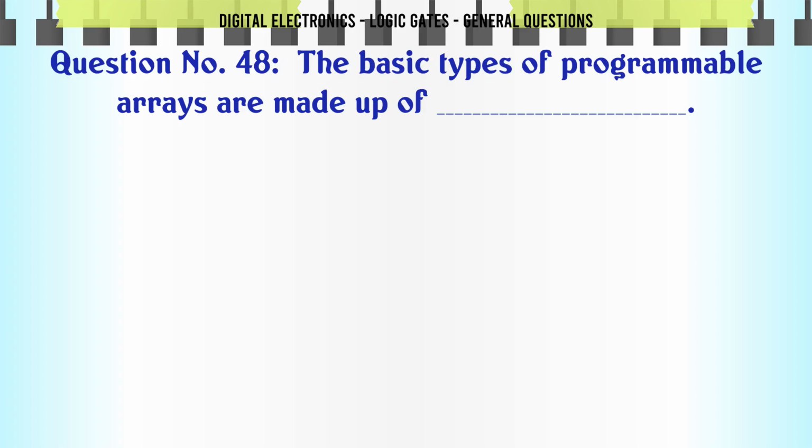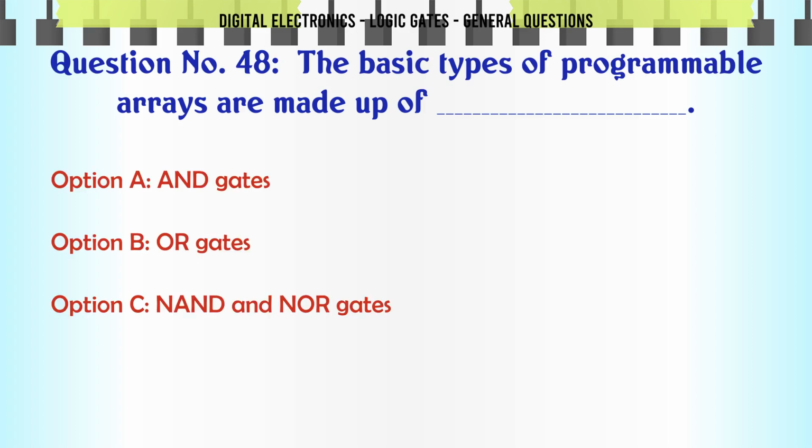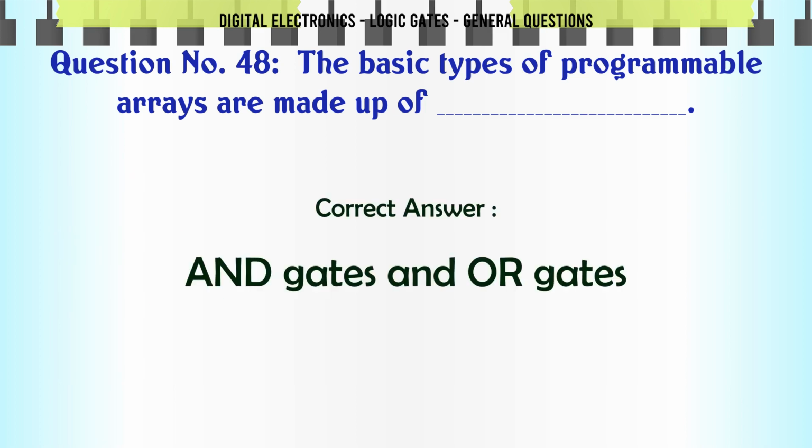The basic types of programmable arrays are made up of A. AND gates. B. OR gates. C. NAND and NOR gates. D. AND gates and OR gates. The correct answer is AND gates and OR gates.